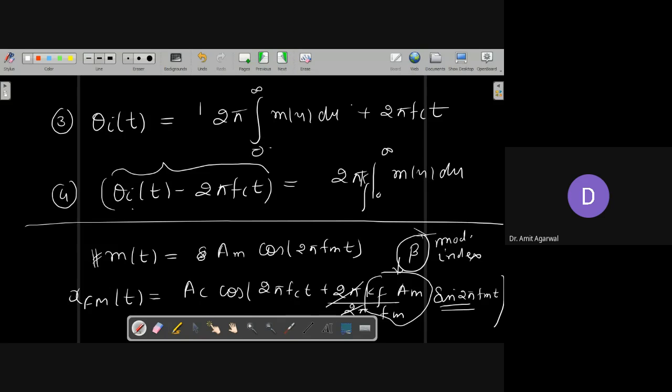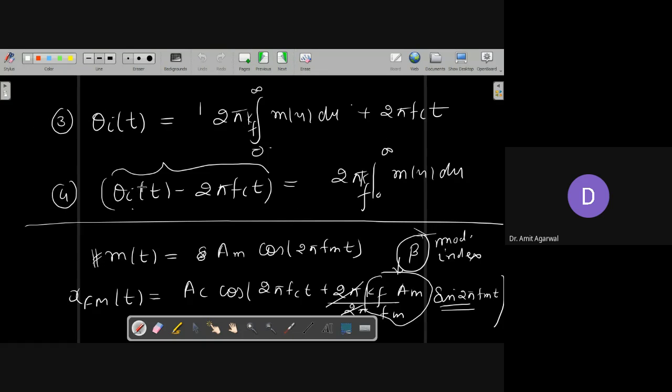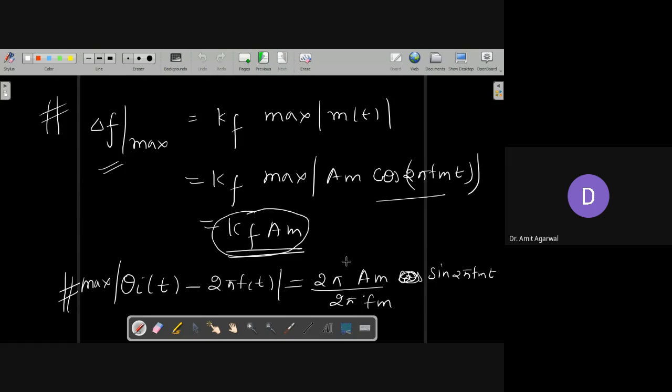I missed kf here, right? Nobody pointed it out. Everybody is sleeping. 2 pi kf. We will take its max, so it will be kf Am by fm, which is the same as the modulation index.